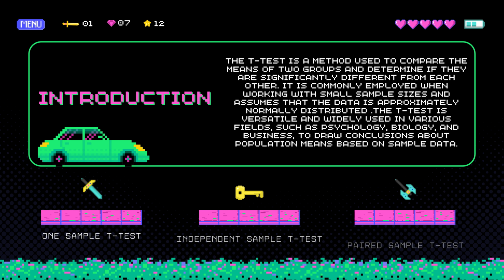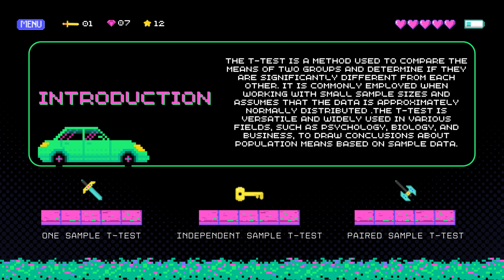What are t-tests? A t-test is a method used to compare the means of 2 groups and determine if they are significantly different from each other. It is commonly employed when working with small sample sizes and assumes that the data is approximately normally distributed. There are 3 types of t-test, which are one-sample t-test, independent sample t-test, and paired sample t-test.